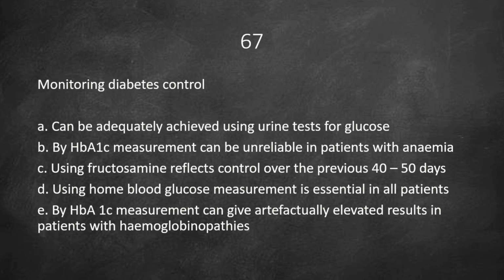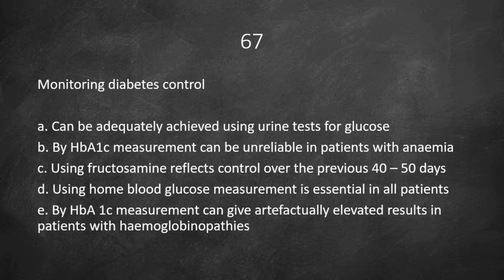Then if we look at option E, it's saying that HbA1c measurement can give artificially elevated results in patients with hemoglobinopathies. That's very true.